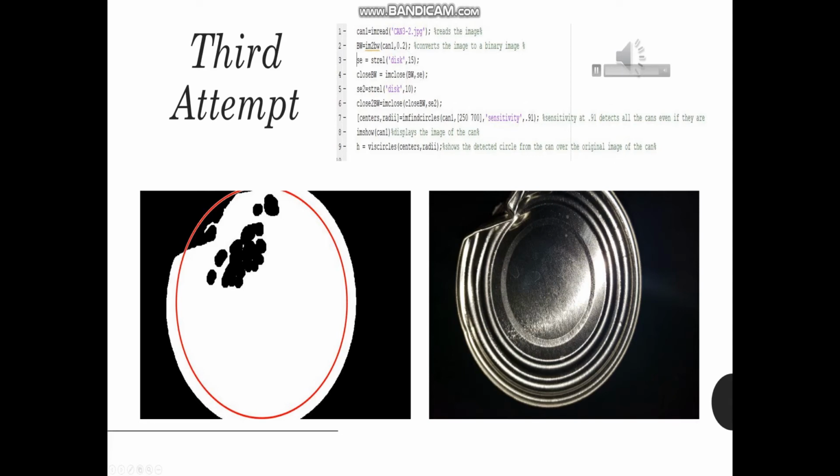So I tried performing an opening. I'm sorry, I tried performing a closing to try and correct the small defects in the outside of the can. However, after the closing was performed, I performed it again to try and fix it, and it still was picking up the small deformities in the edges. So we determined that performing a closing and trying to detect the outside circumference of the can just wasn't going to work.